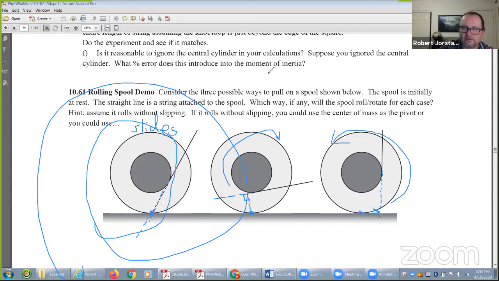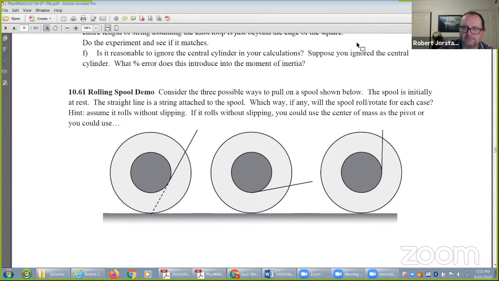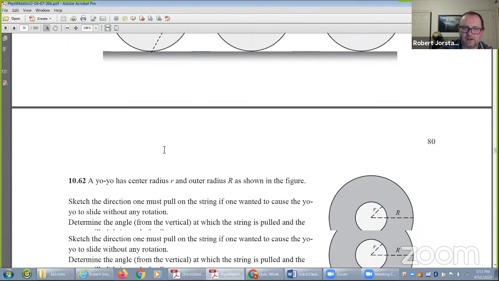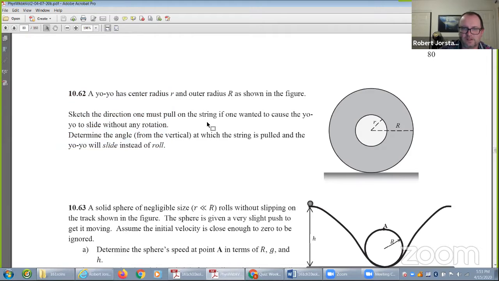All right, so clear that. That was that. All right, that's a cool demonstration. If you want to do the geometry on that, you could actually figure out the angle using this question.